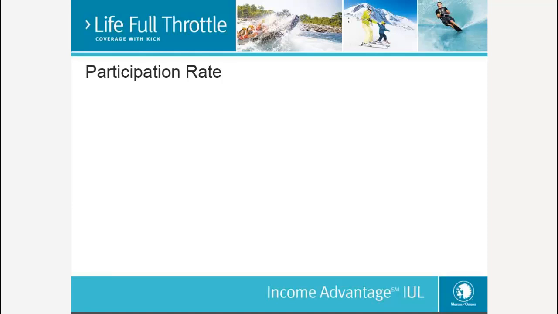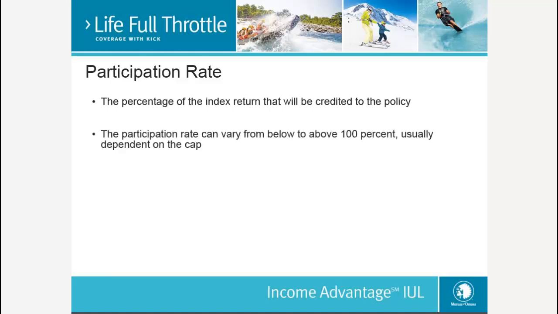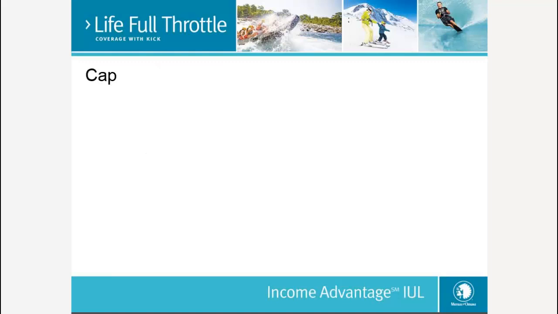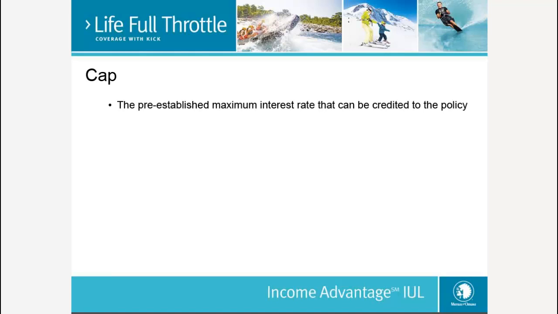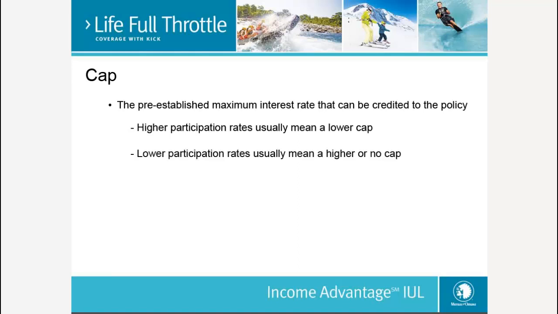The participation rate is a percentage of the change in index that will be credited to the policy. The rate can vary from below to above 100% and is usually dependent on the cap. The cap rate is the pre-established maximum interest rate that can be credited to the policy. Higher participation rates usually mean a lower cap, and lower participation rates usually mean a higher or no cap.